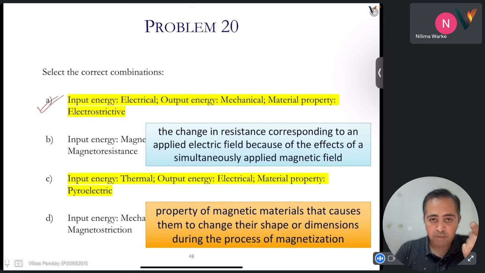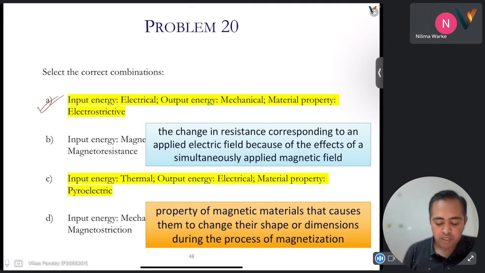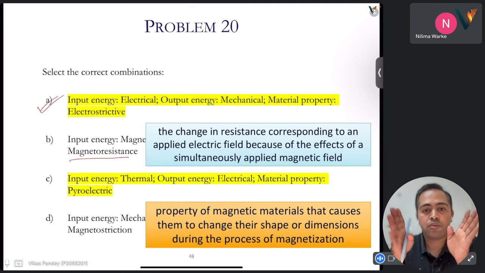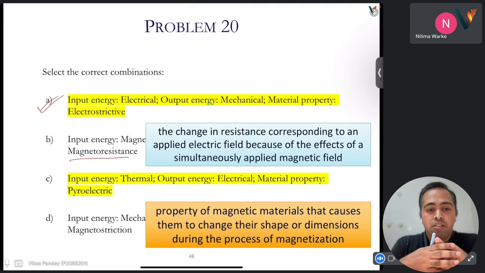If you put an electrical field, the shape of the material will change. That is known as electrostrictive. But what is magnetoresistance? The change in resistance corresponding to a magnetic field. If there is a magnetic field, the resistance will differ; a different amount of magnetic field will lead to different resistance, and that is called magnetoresistance.